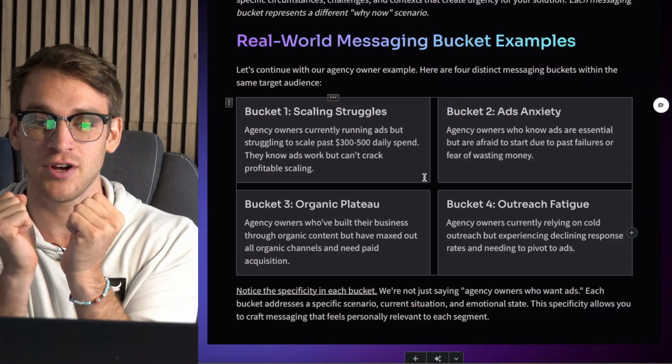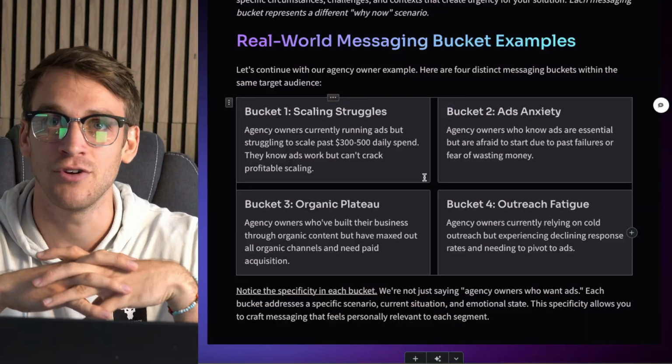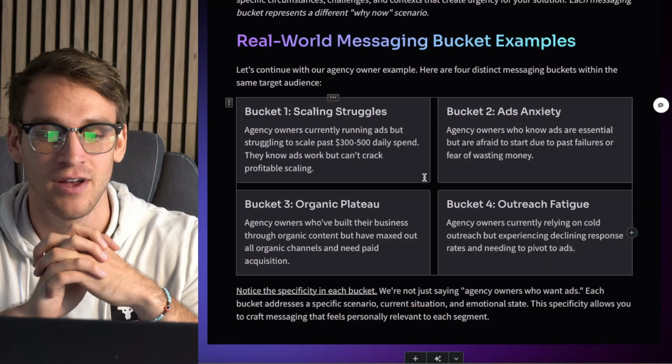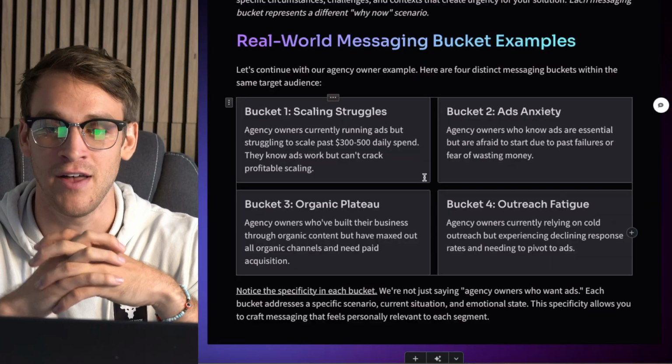We're getting below the surface and saying, if somebody is an agency owner and wants to scale ads, what problems are they dealing with? What dream states do they want? What desires do they have? What stuff are they struggling with right now? And then we make these buckets.